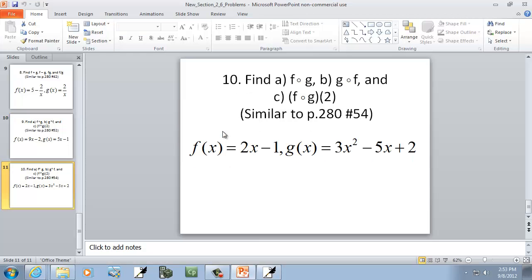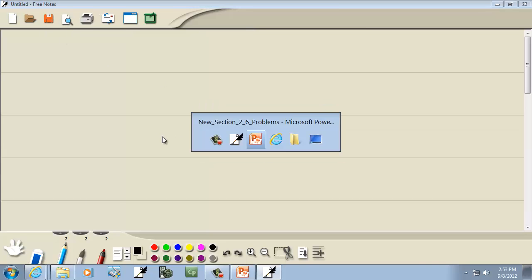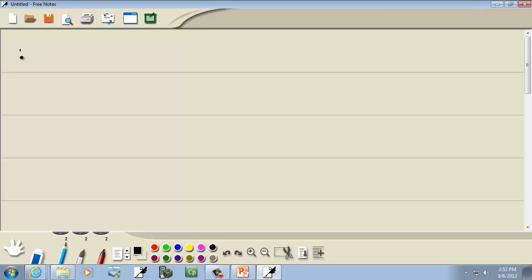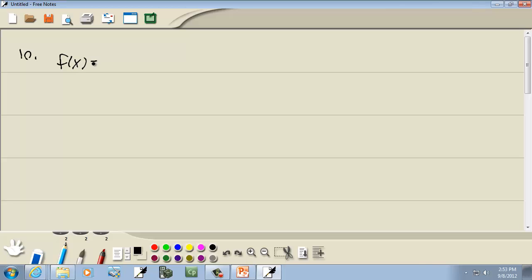Let's look at another composition. Let me start a new page, just to make sure I have enough room. We've got f of x is equal to 2x minus 1, and g of x is equal to 3x squared minus 5x plus 2. Okay, first thing we want to find is the composition of f and g.